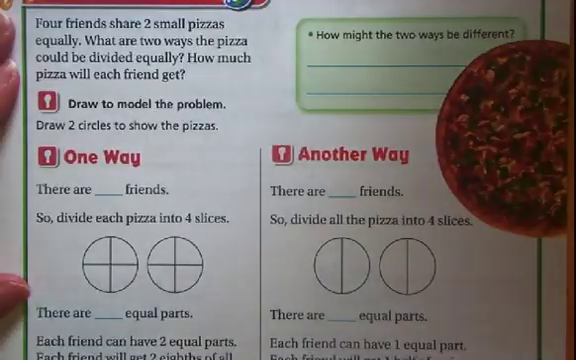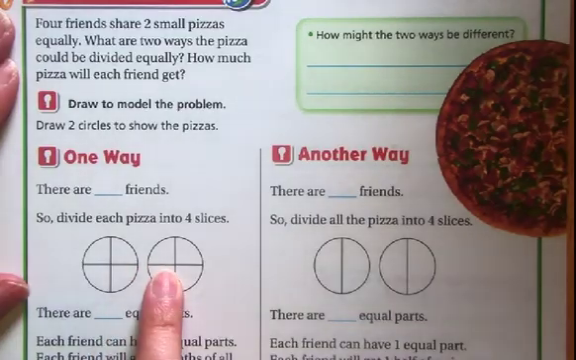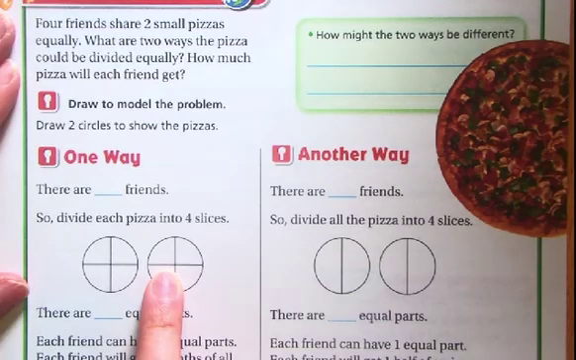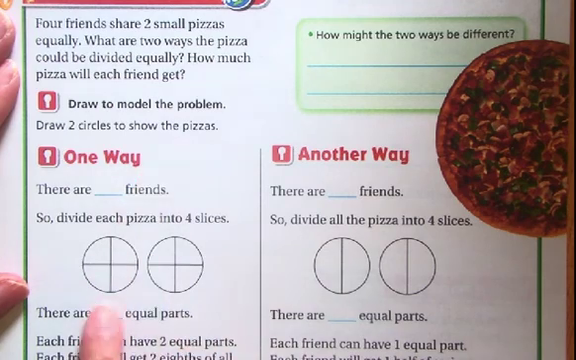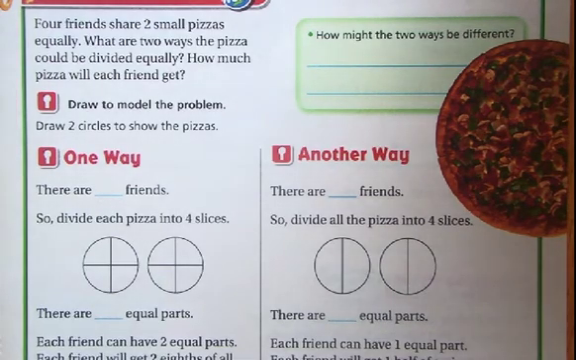So, same as we always do, we look at the samples that they're going to give us. And it says, draw 2 circles to show the pizzas. Here's 2 circles. Here's 2. The first way, they say divide each into 4 equal slices. But what was my answer to how many friends are there? How many friends did we start with?